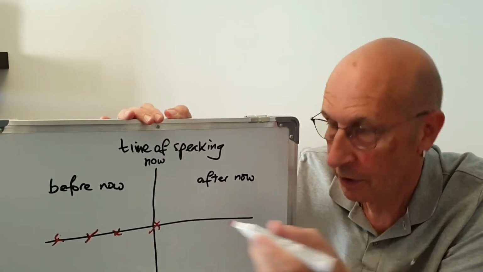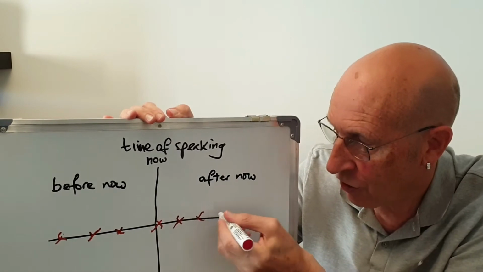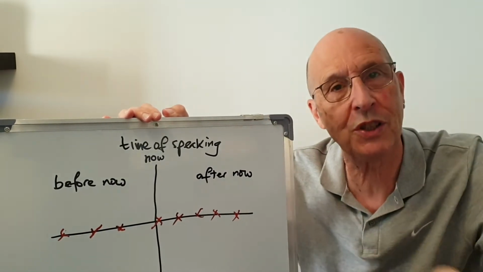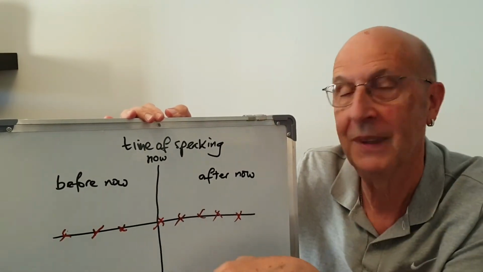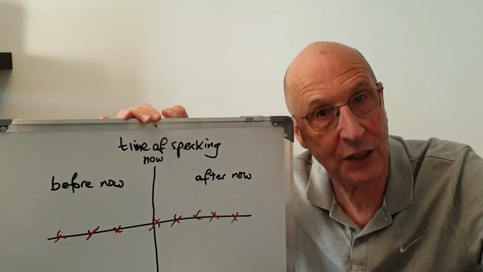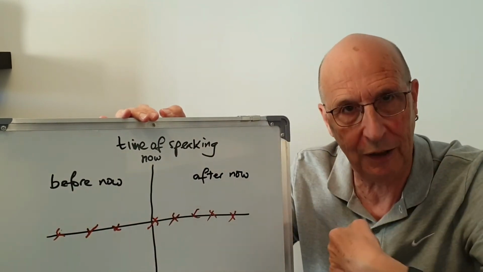It will be true tomorrow. It'll be true next month, next year, in 10 years' time. It's always true. Present simple is always true. It's fact. So that's why we use the present simple to talk about things that are always true, around now and before now and after now.